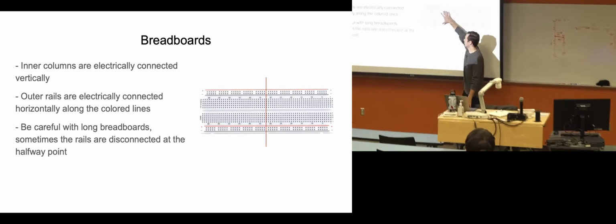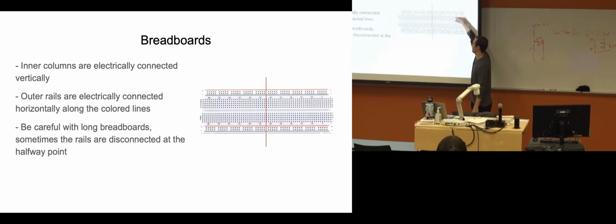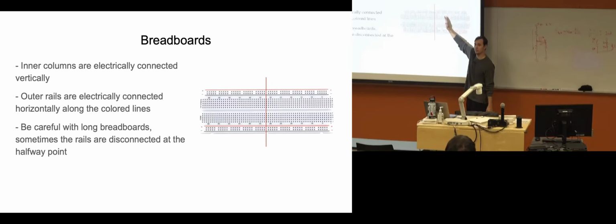These inner columns right here, so everything inside of what are called the rails out here, are connected vertically. Okay? So if you see these numbers at the top, row 5, all of these in row 5 are connected to each other, right?